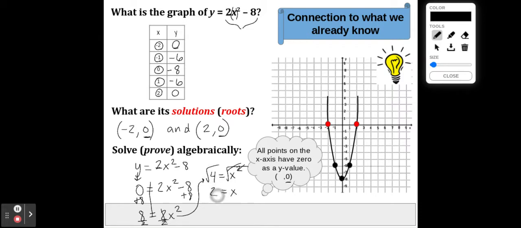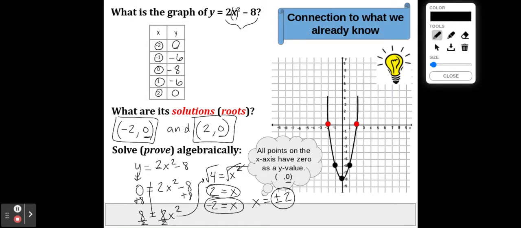Now that would be positive 2, because 2 times 2 is 4, but also it could be negative 2, because negative 2 times negative 2 is also 4. So I could get two solutions here. Now I could say x equals 2, x equals negative 2. I could put them written both as an ordered pair. I could also say that x equals positive and negative 2 with this notation, which you saw earlier this year. So any of those ways are perfectly fine to write your solutions for your quadratic equation.